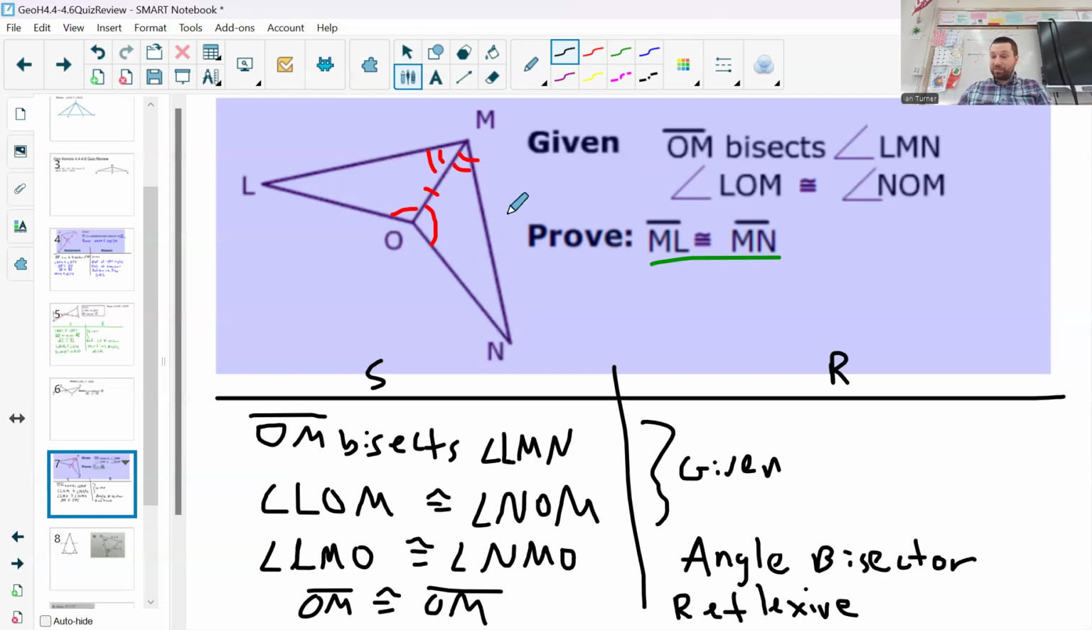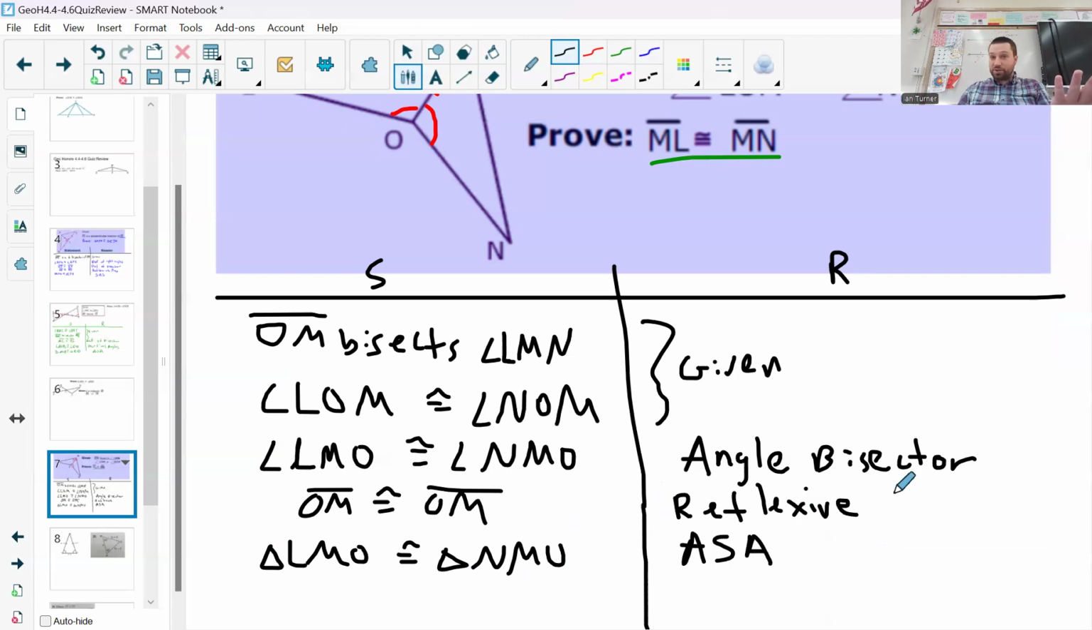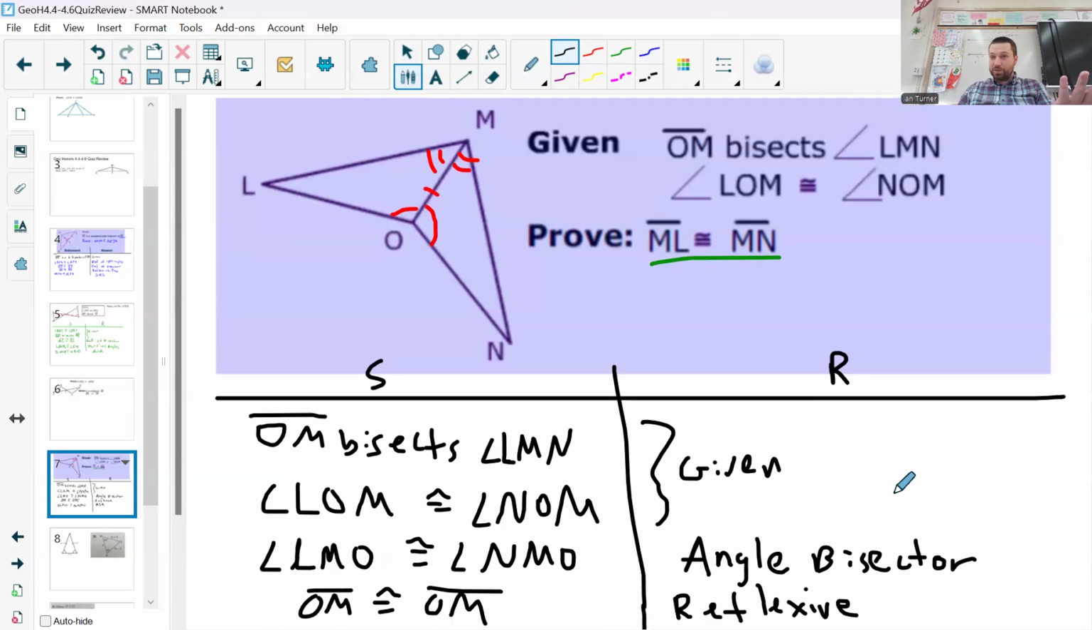Okay, so now we got everything we need. We got three things. We got angle, side, angle. So let's use our shortcut. We're going to say triangle LMO is congruent to triangle NMO by angle, side, angle. Right? We proved the triangle is congruent. Nice job. Are we done?